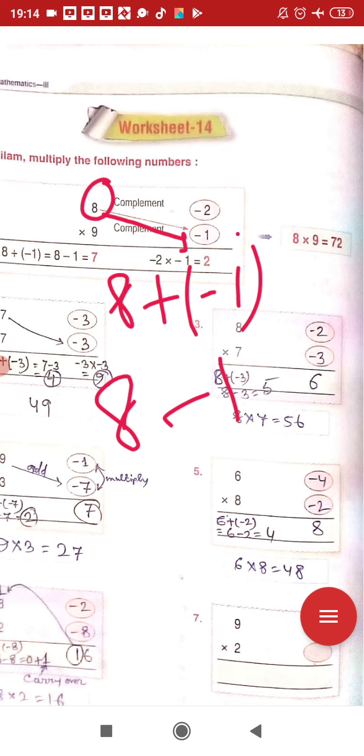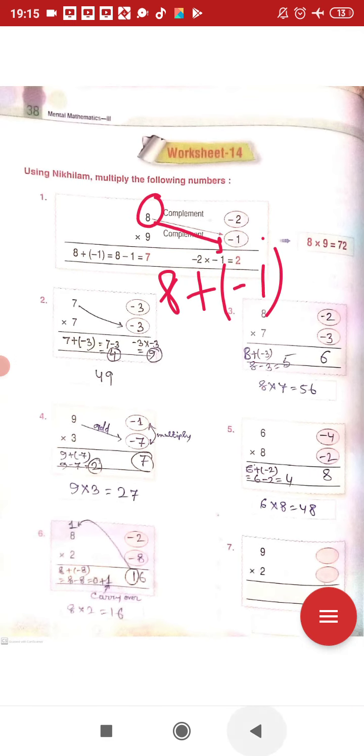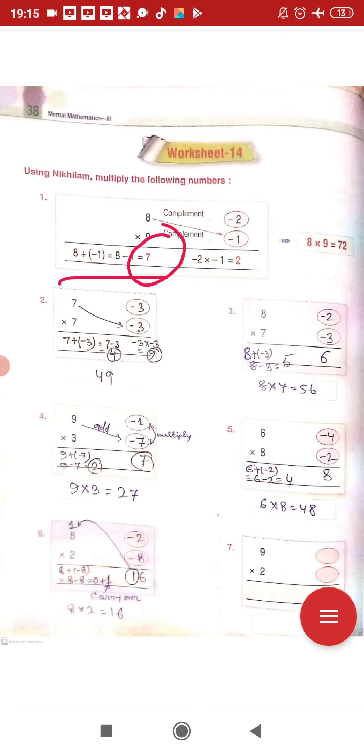You'll understand this concept later on in your upper classes. So just remember, the complement of a number should be added with the other number. So here, if you consider 8 as a number, then we need to add the NIKHILAM of 9, the other number. So diagonally we need to add 8 plus minus 1. So minus 1, that means we need to subtract it from 8. We are getting 7. So here you can see the calculation: 8 minus 1, so 7, that is the result we got.